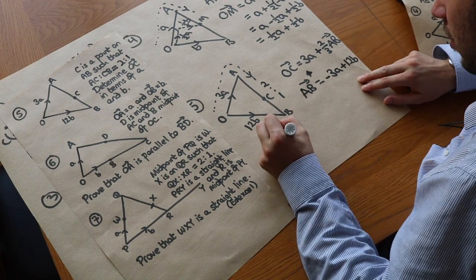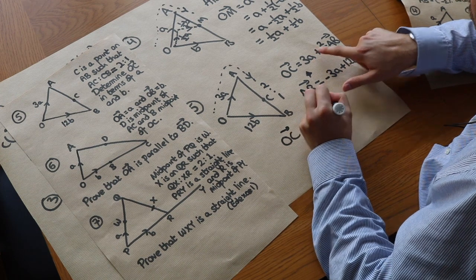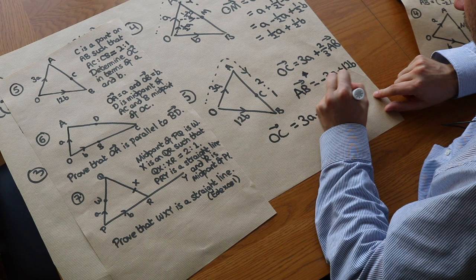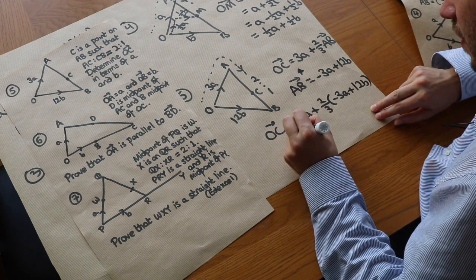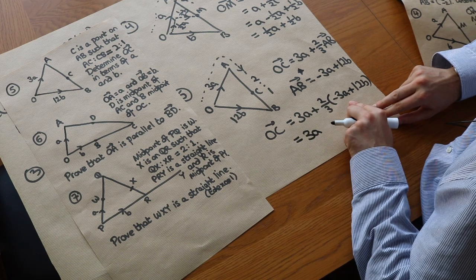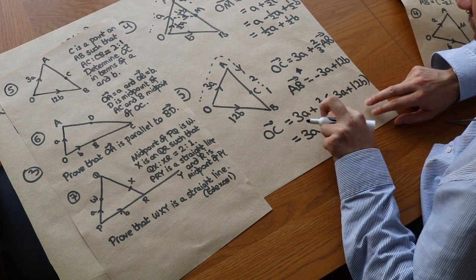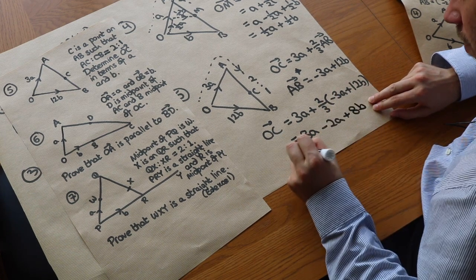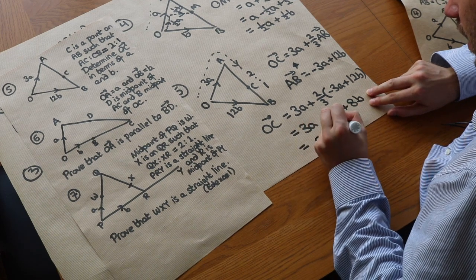So we now know that O to C is equal to 3A plus 2/3 of A to B, which is minus 3A plus 12B. Then we expand and simplify. So 2/3 times minus 3A is minus 2A. 2/3 times 12B is plus 8B. And then we collect like terms. 3A minus 2A is A plus 8B.